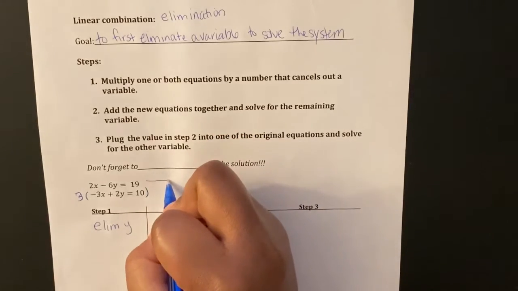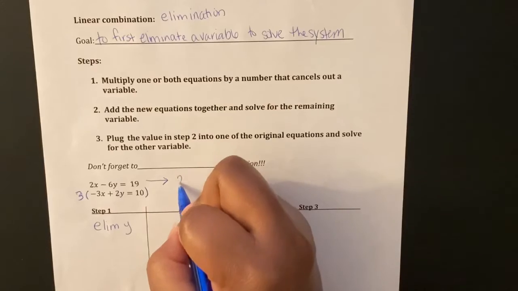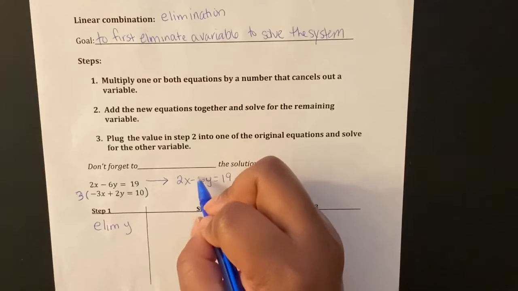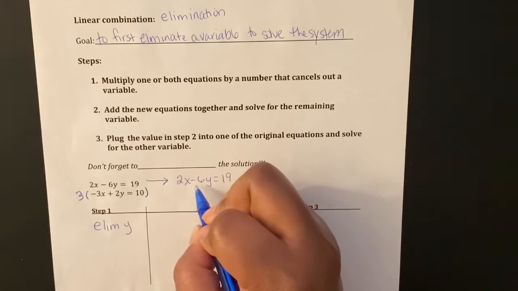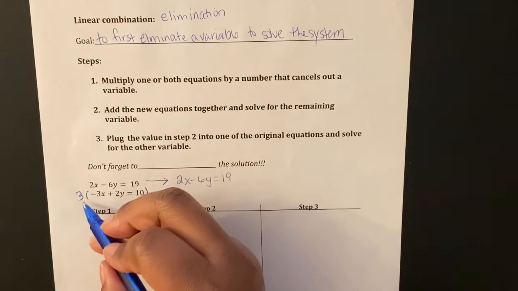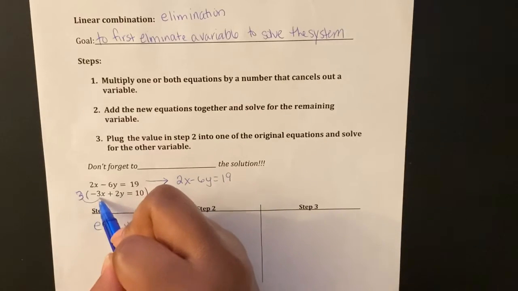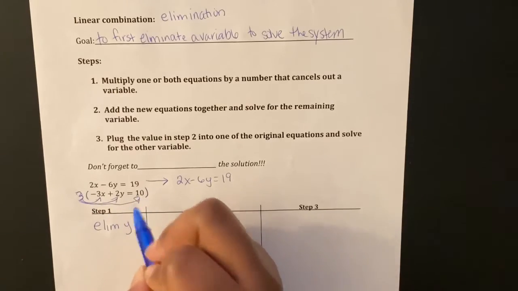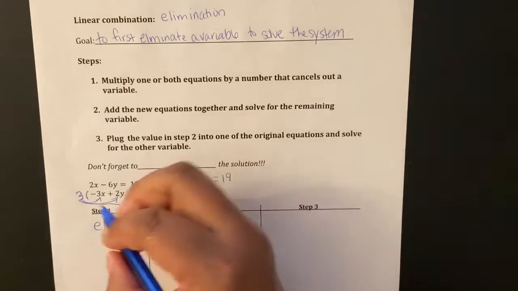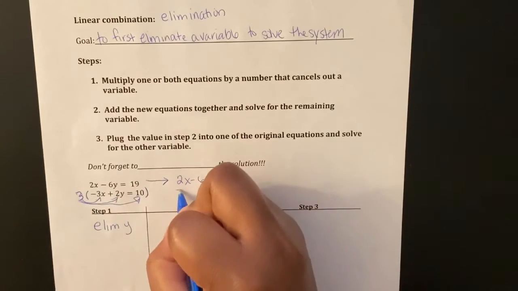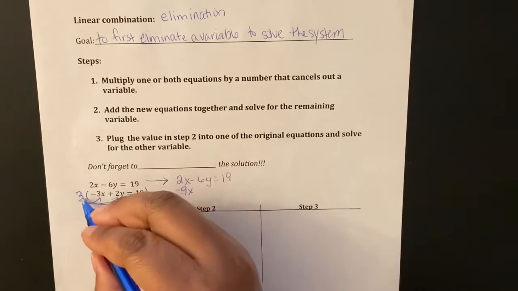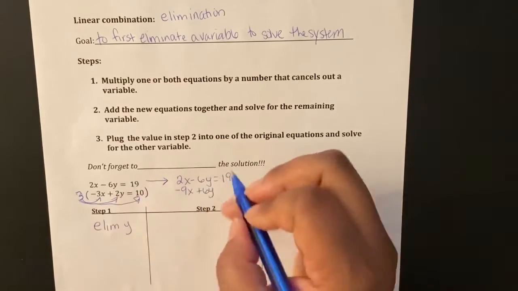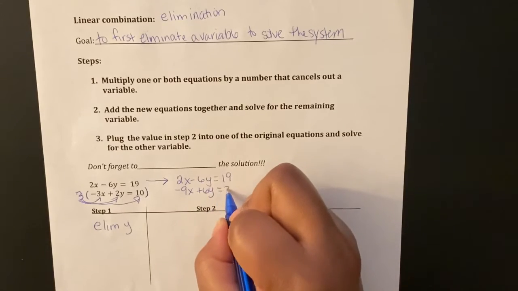This first equation stays the same. 2x minus 6y equals 19. It stays the same because I don't need to change this negative 6y. Okay. Now I'm going to distribute this 3 to everything in this parenthesis. Everything in this equation has to be multiplied by 3. So 3 times negative 3x is negative 9x. 3 times 2y is positive 6y. And then 3 times 10 equals 30.